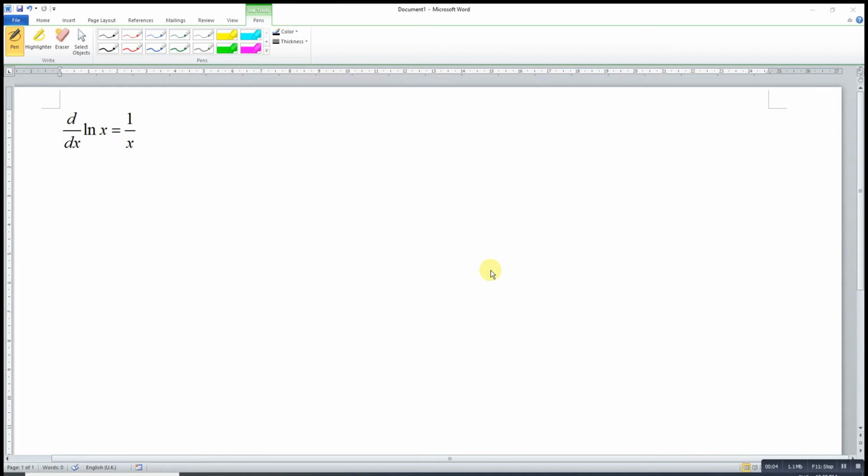Hi, this is Austin. Today I'd like to share the proof of the derivative of ln x is equal to 1 over x. Okay, so we start with the notation.